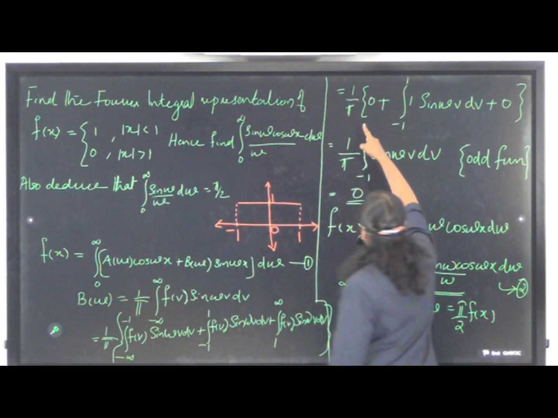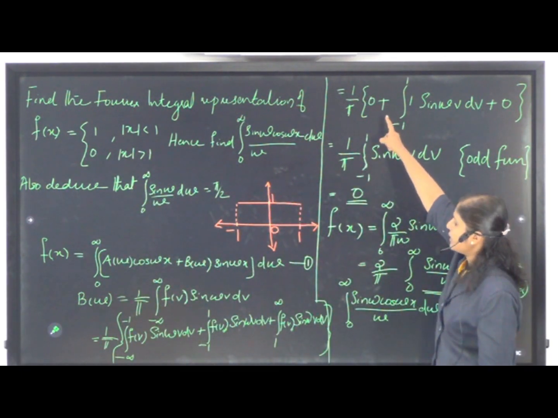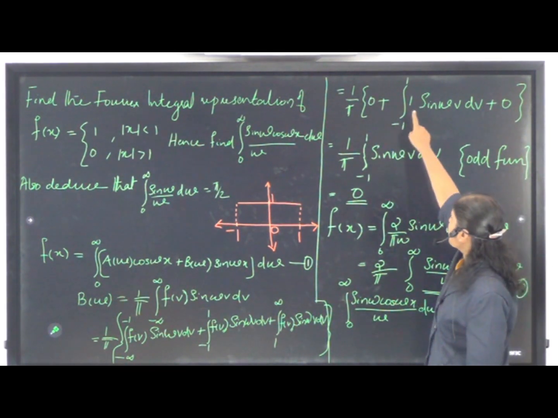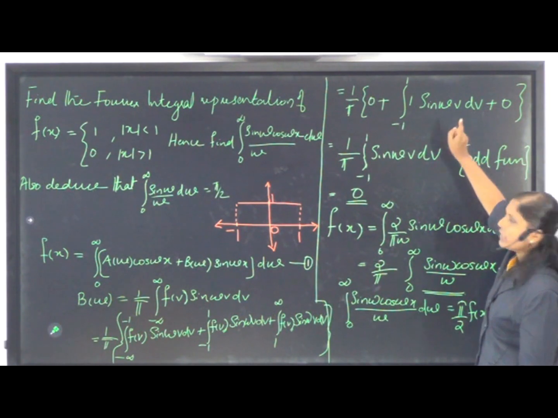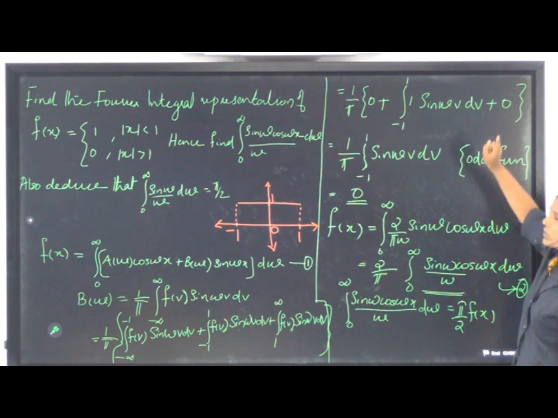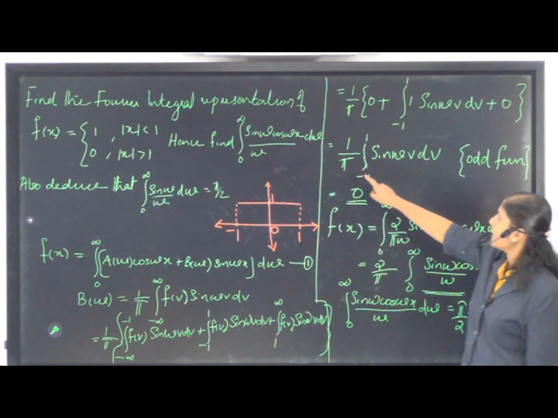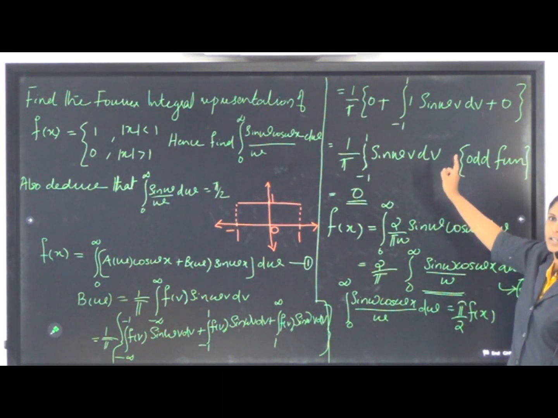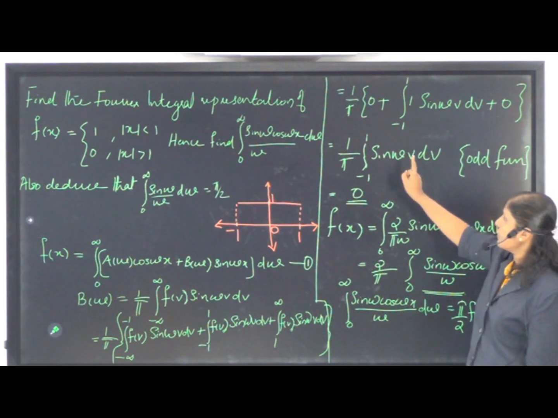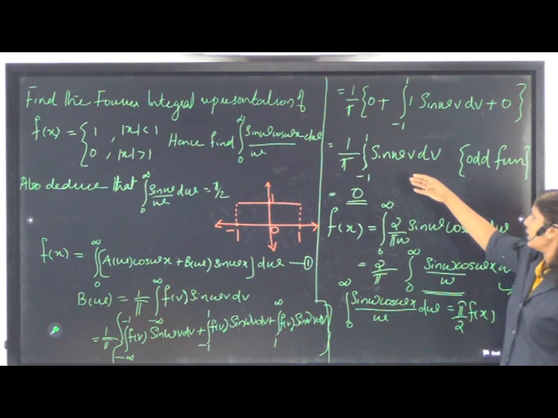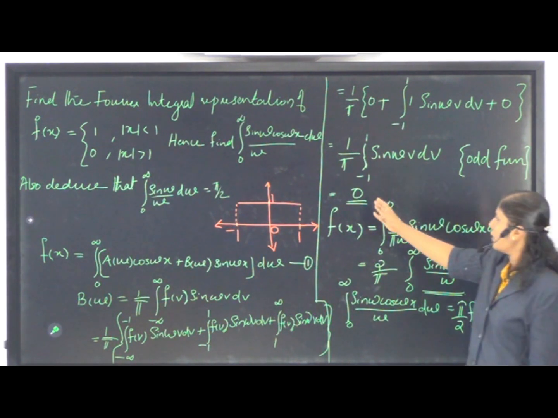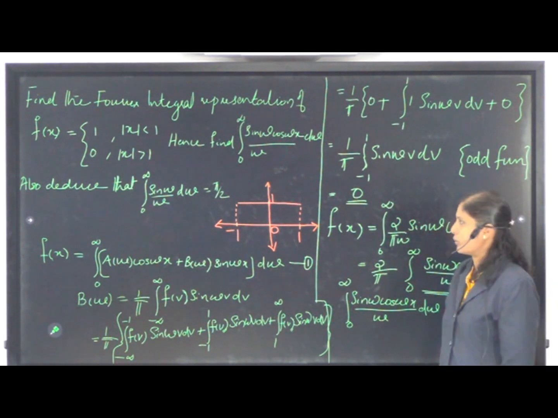Therefore this becomes 1 by pi into first integral 0, second integral -1 to 1, where f of v is 1, sin omega v dv, and the last integral also 0. It becomes 1 by pi integral -1 to +1 sin omega v dv. Sin omega v is an odd function, so the integral from -a to +a of an odd function becomes 0. Therefore the coefficient b of omega becomes 0.